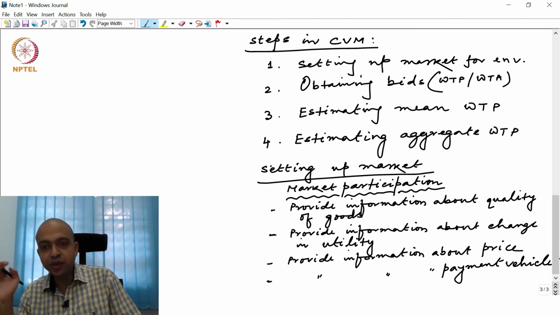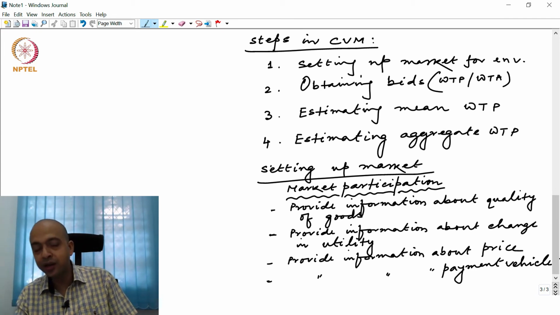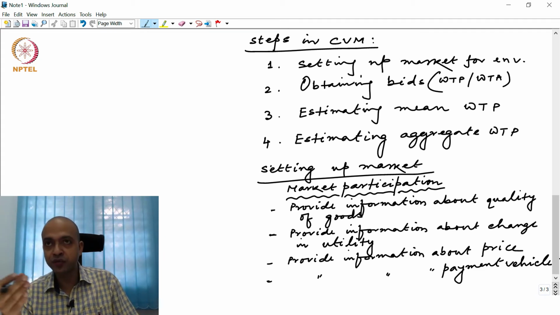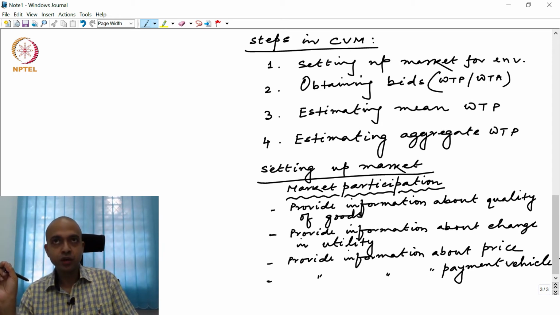So when we set up the market, these are the pieces of information that we need to provide to the market. First of all, we need to clearly describe the commodity, whether you are estimating the value for wetland, or the value for additional drinking water, or the value for preserving biodiversity, whatever. There are several environmental goods and services for which we can apply this contingent valuation method. So the good or service in question needs to be explained clearly, and we also need to explain where is the change.